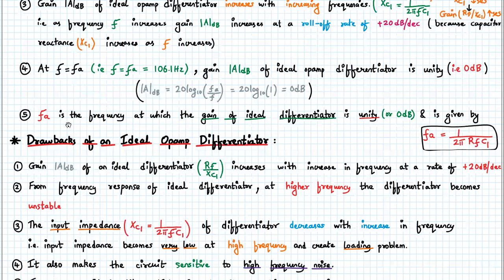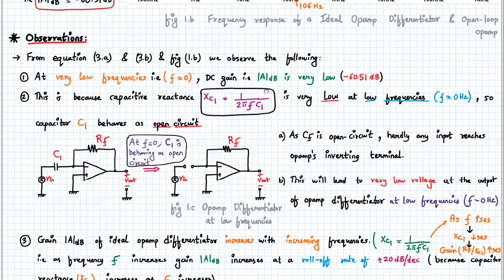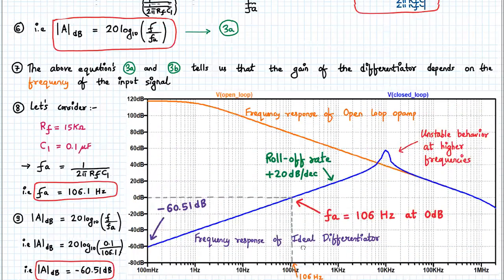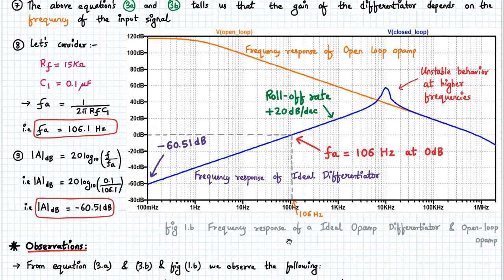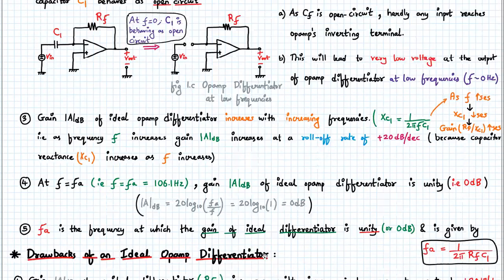Now, with this, one more conclusion is drawn: Fa is the frequency at which the gain of the ideal differentiator is unity, and it is given by this formula. Fa is given by 1 upon 2 pi RF into C1. Okay, so these were the few observations from the frequency response plot and the equations 3.A and 3.B. Now, let us check the drawbacks of the circuit.